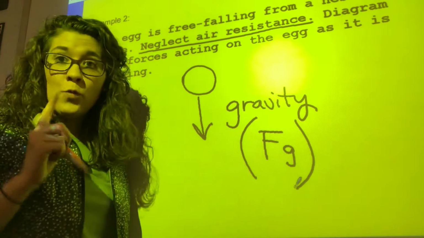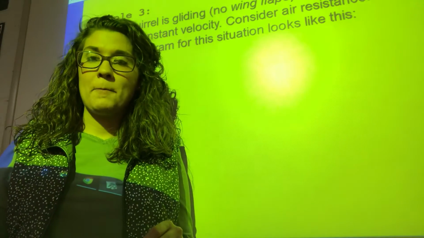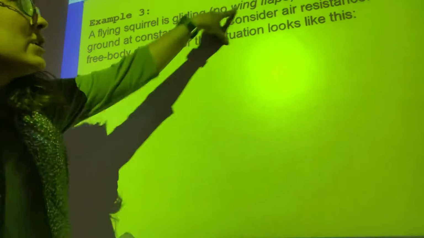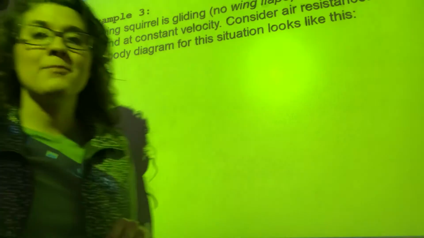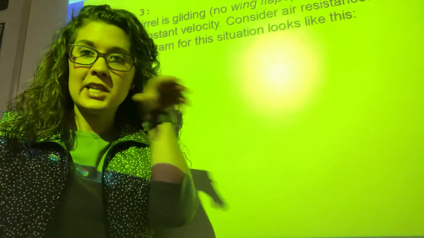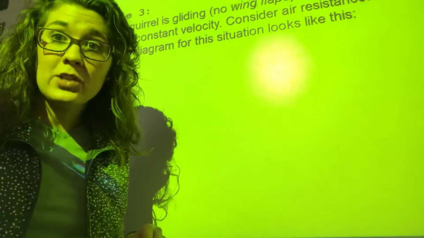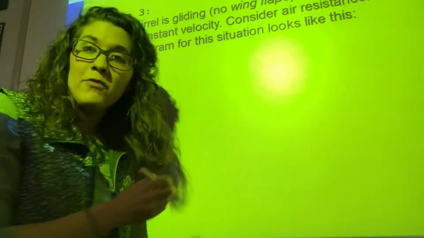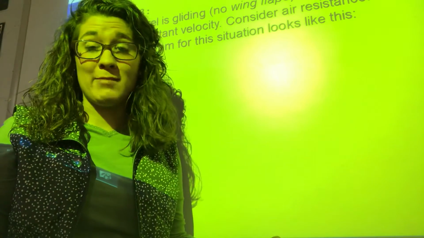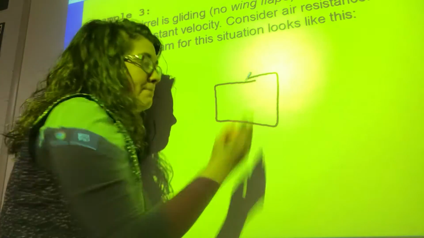All right, then we have one more. A flying squirrel. I think a flying squirrel would be awesome. Now it says the flying squirrel, no flapping wings, is gliding from a tree to the ground at a constant velocity. It's going the same speed, kind of gliding its way down. Consider air resistance. So this time we want to talk about air resistance. Draw a free body diagram for the squirrel. I can't draw a squirrel to save my life. Shocker, I know. So I'm literally just going to make it a box.